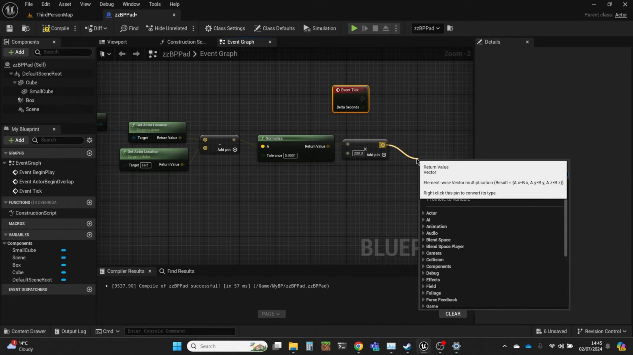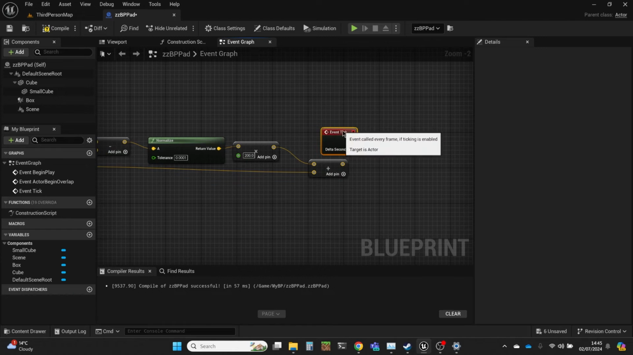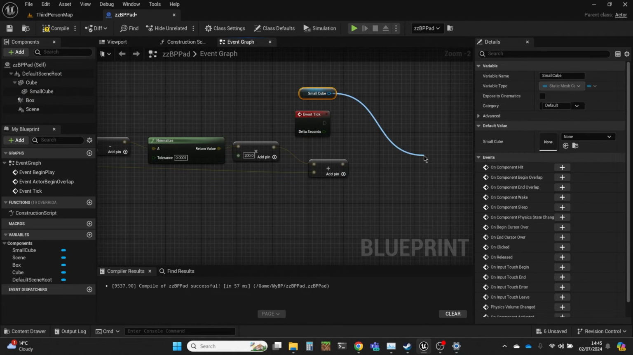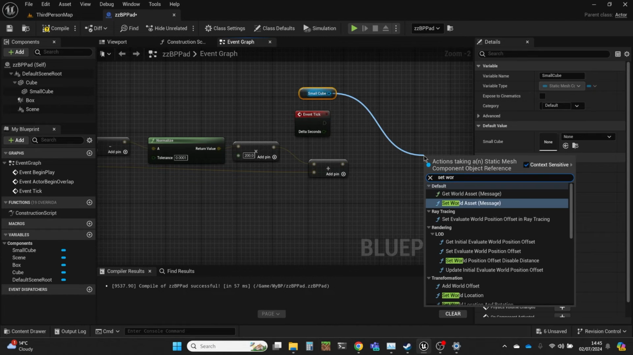So, the pad, pull this out. And then we're going to get a small cube and Set World Location. And if I could spell, that would make me dangerous.